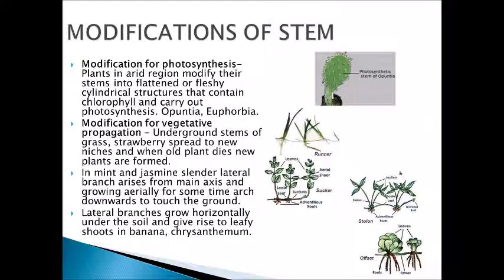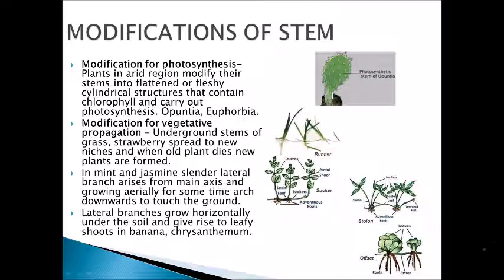Here you can see in grass, this is common grass which is here called a runner, because here the stem grows parallel to the soil surface, and wherever this stem touches the soil, from that nodal region the roots develop and the new plant is formed. In the case of another plant like strawberry, here you can see stolons.